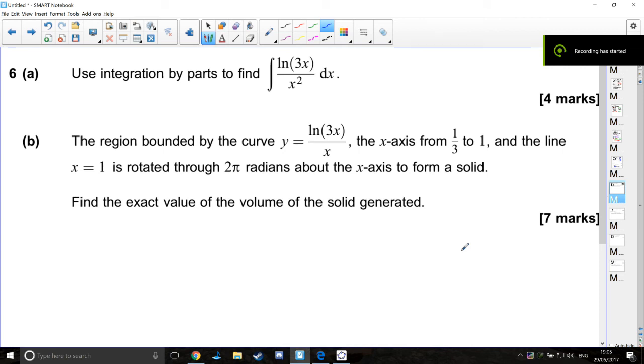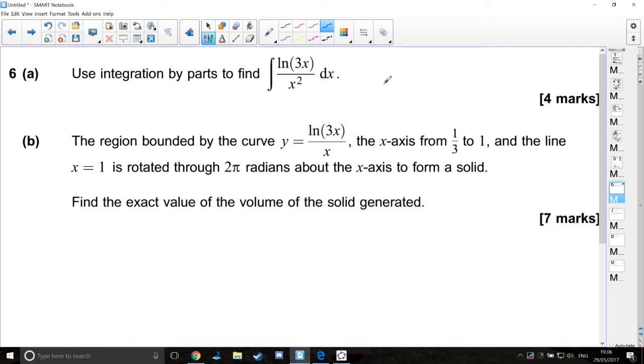C3 2016, question 6, and it just seems to get harder and harder as you go along, which is what you expect, but not really at this rate. Starting off, integration by parts on this lovely integral here.